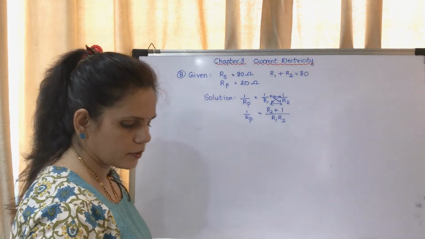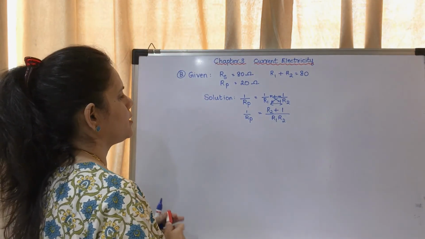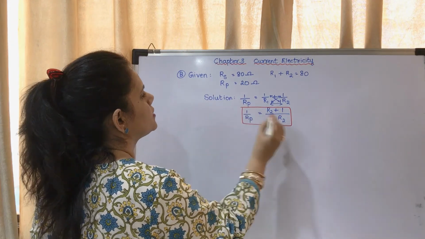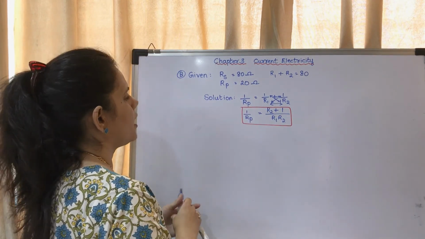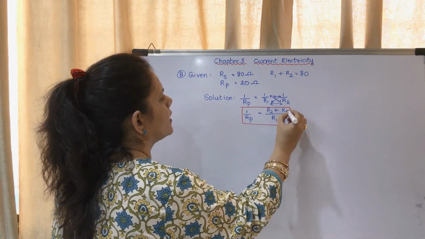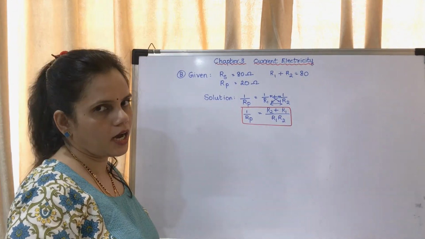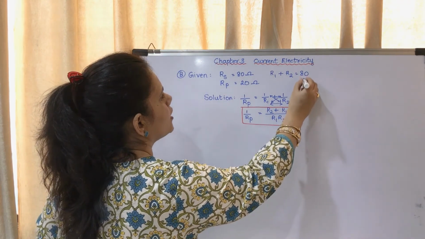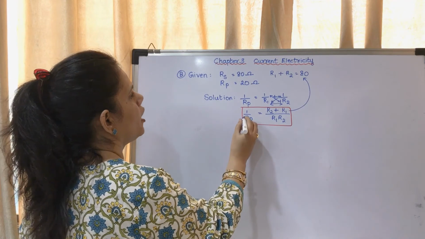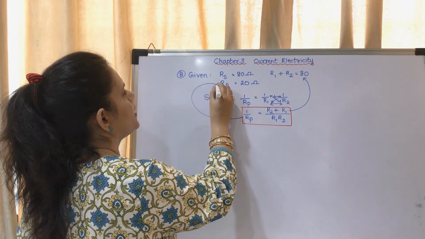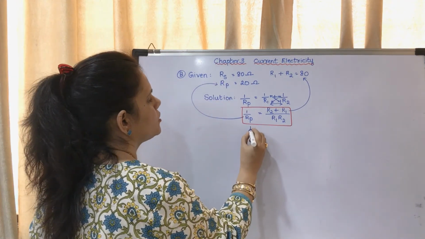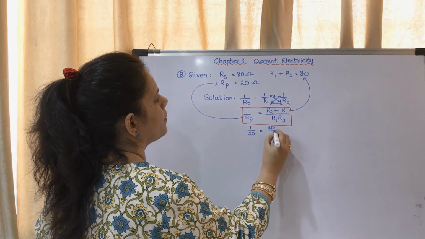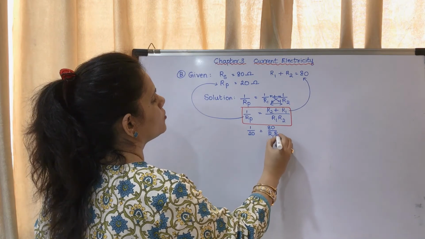So we will get the equation 1 upon Rp is equal to (R2 plus R1) upon R1 R2. And how much is R2 plus R1? R2 plus R1 is 80. How much is Rp? Rp is 20. So we will get 1 upon 20 is equal to 80 upon R1 R2.